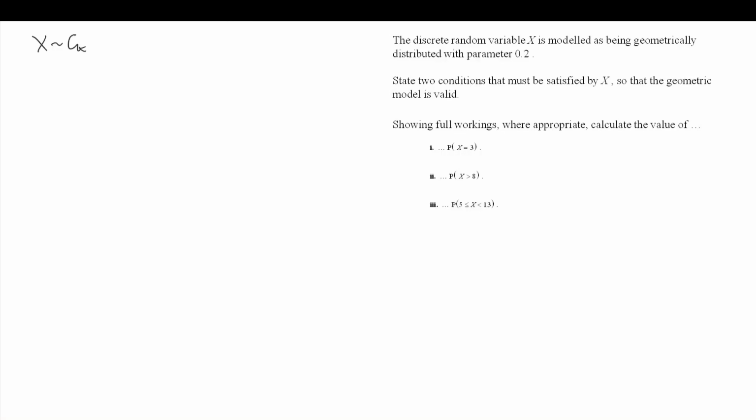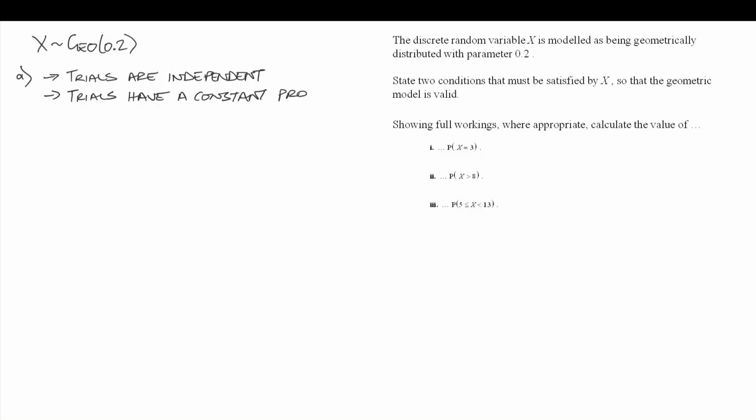Okay, so geometric distribution. Just like many distributions, we are relying on the fact that the trials are independent. What happens in one trial does not impact or impede what happens in another trial. Secondly, the trials have a constant probability of success. That's how we know we can use 0.2 all the way through our working out. It's always 0.2 no matter what happens.